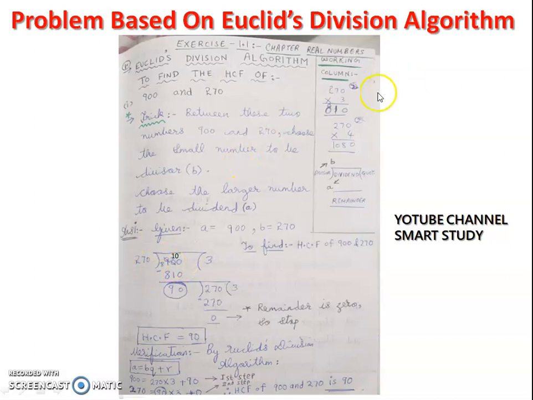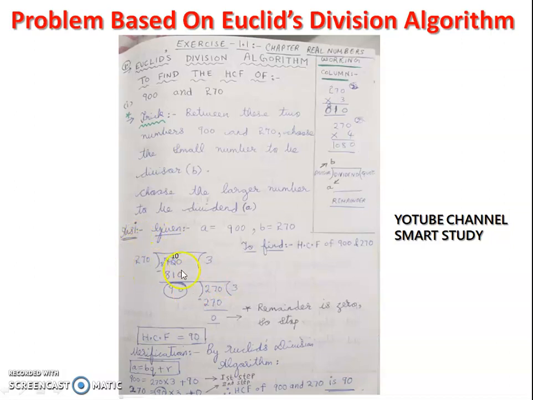If I multiply, 270 times 3 is 810 and 270 times 4 is 1080. But 1080 is more than 900. So I will take 270 times 3 is 810. Now 0 minus 0 is 0. This will become 8, this will become 10. 10 minus 1 is 9. Now this is 90. Now I have to take this divisor, which will become the dividend.